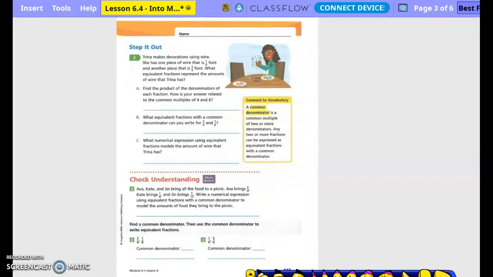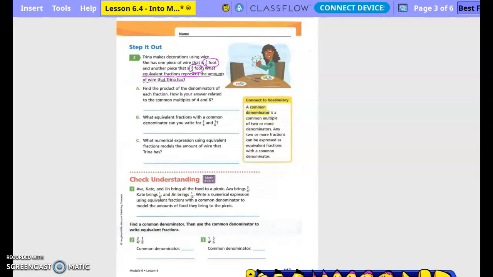All right, step it out. Trina makes decorations using wire. She has one piece of wire that is 1/6 foot and another piece that is 3/4 foot. What equivalent fractions represent the amount of wire that Trina has? Okay, so she has the 1/6 foot, 3/4 foot, and they want to know equivalent fractions that represent the amount of wire she has.